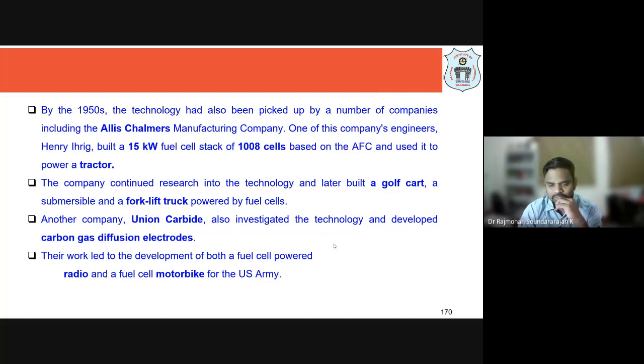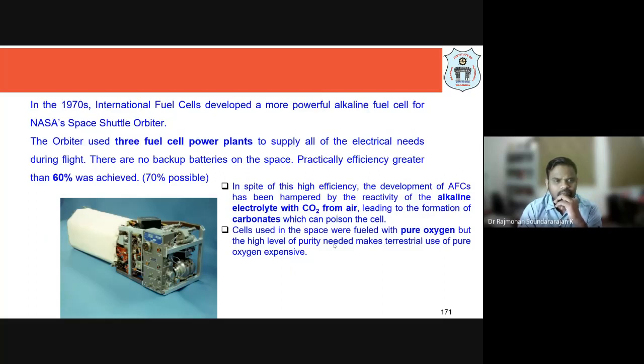So that way, these alkaline fuel cells were used in the US Army as well as for powering the radios. And remember, in the 1970s, International Fuel Cells developed more powerful alkaline fuel cells, mainly for the Space Shuttle Orbiter. I have discussed this in the history of fuel cells itself. They used 3 fuel cell power plants to supply all of the electrical needs during the flight. They didn't even have a backup battery on the space shuttle, right? So practically, this means that an efficiency greater than 60% was there, and they also believed that its functioning was so reliable.